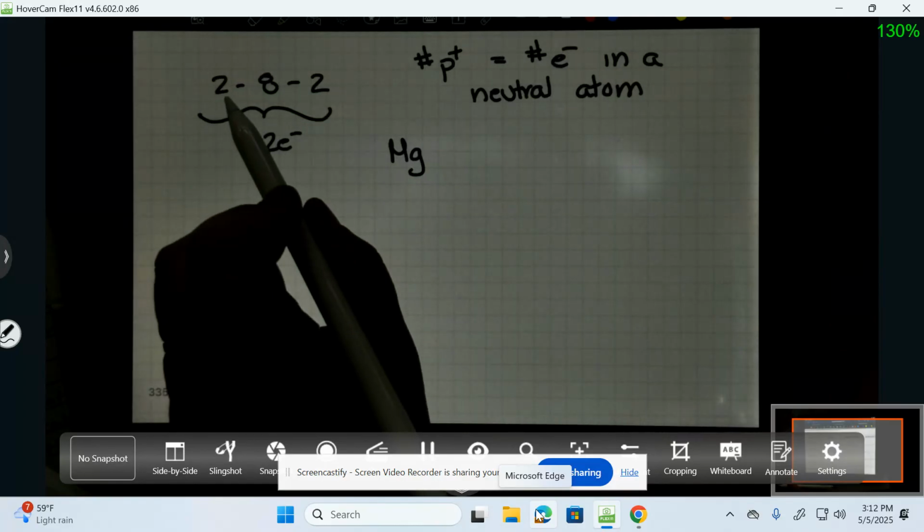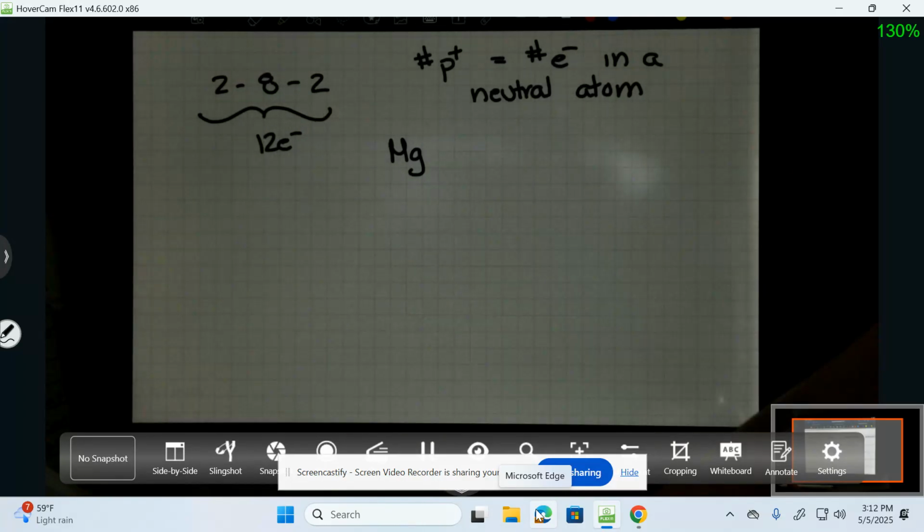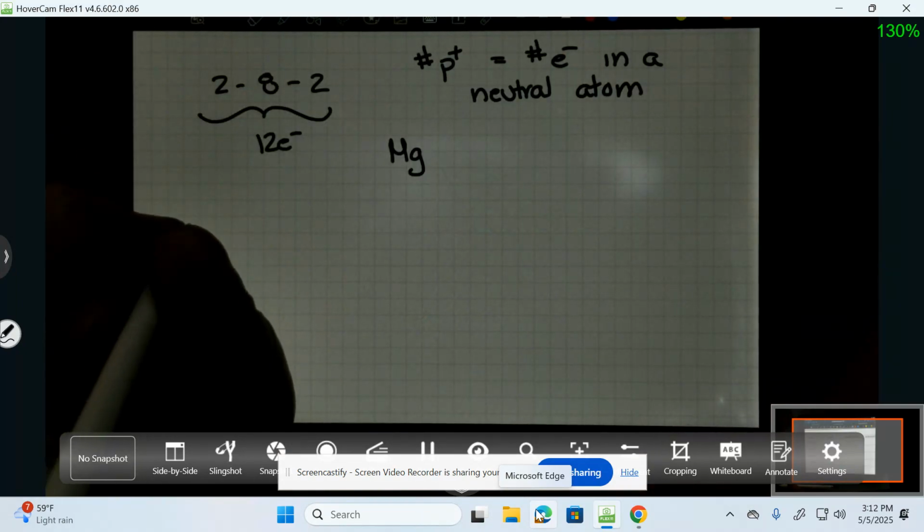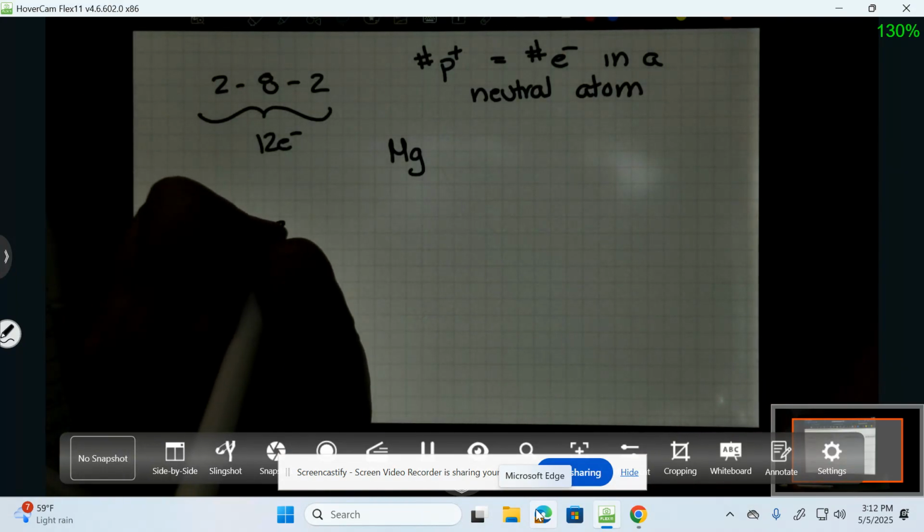Okay, so look at magnesium's box. Does this electron configuration match what's in magnesium's box? Yes. Magnesium's ground state electron configuration is 2-8-2. It only has one ground state electron configuration, and it's given to you. So because it matches it, it's ground state electron configuration. Got it?